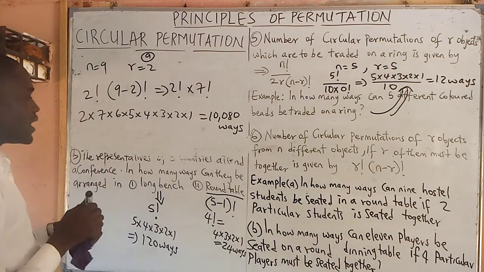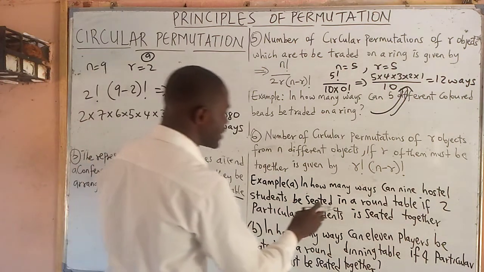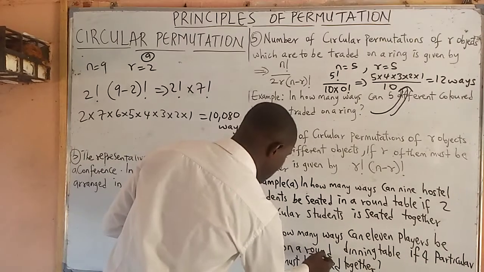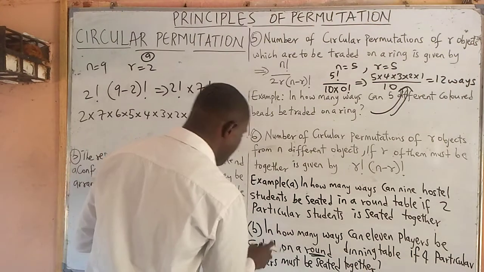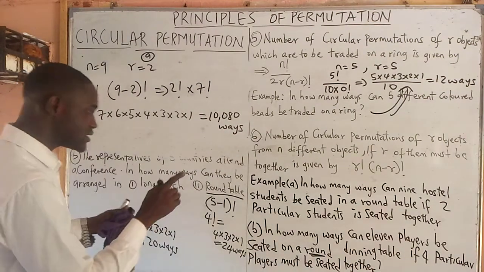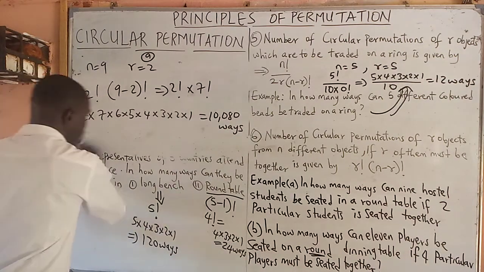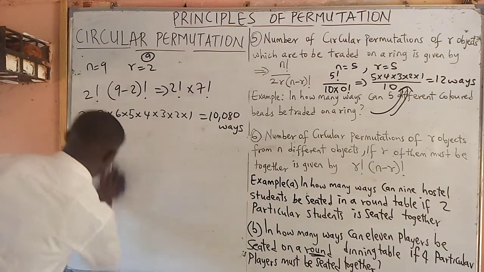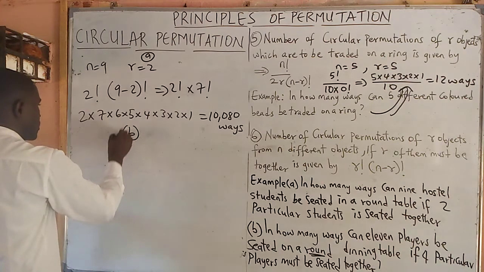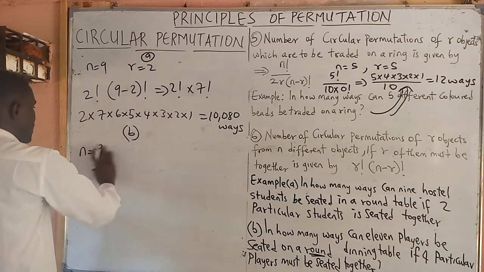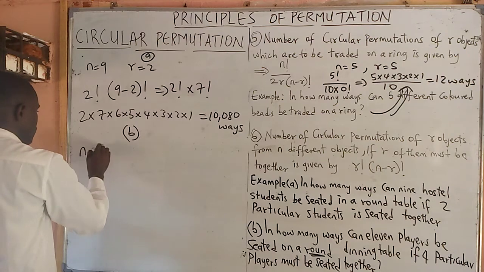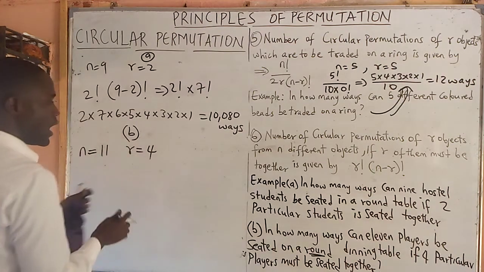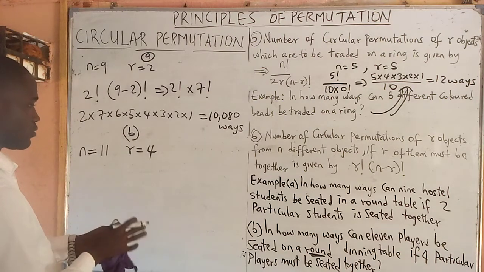Okay? Then the last one: in how many ways can 11 players be seated at a round dining table? Round dining, that is circular. If 4 particular players must be seated together. We say for question B, n is equal to 11, r equal to 4.